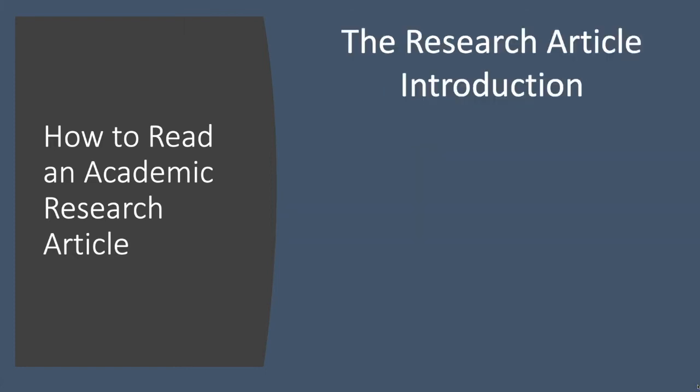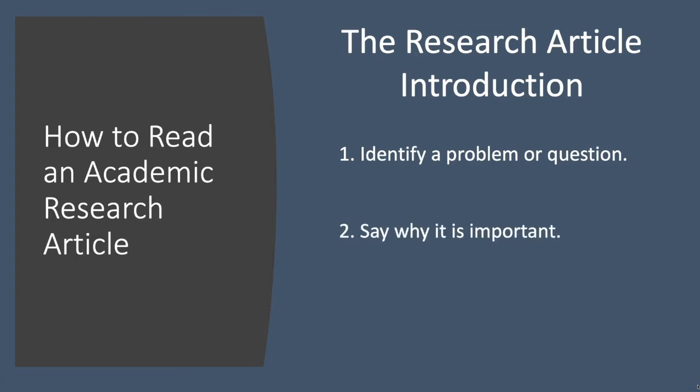So finally, let's focus on the most essential part of a research article, the introduction. This is usually the first 4 or 5 paragraphs of an article. Typically, academic authors will do at least 3 things in their introduction. They will identify a problem or question. They will say why that problem or question is important. And then they will propose a new or modified approach.